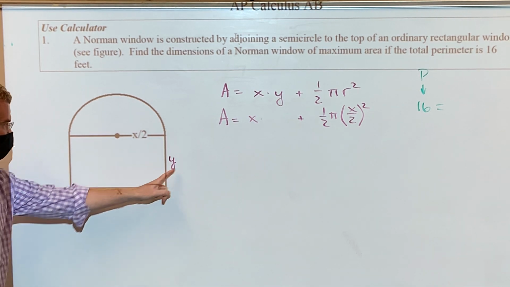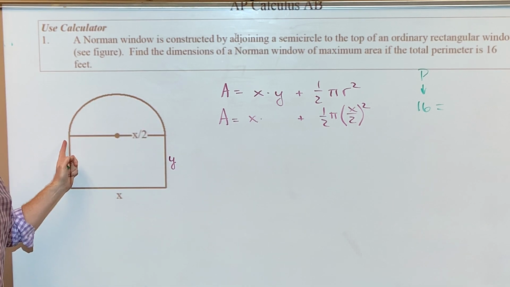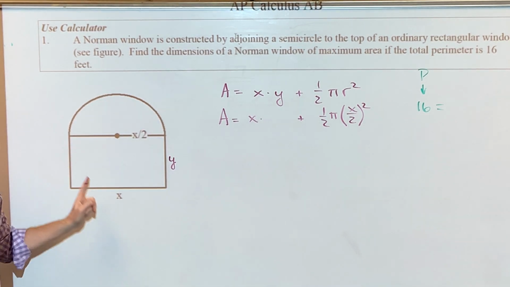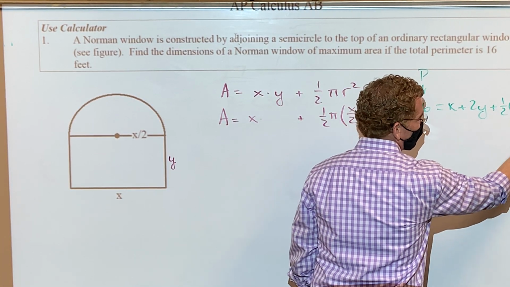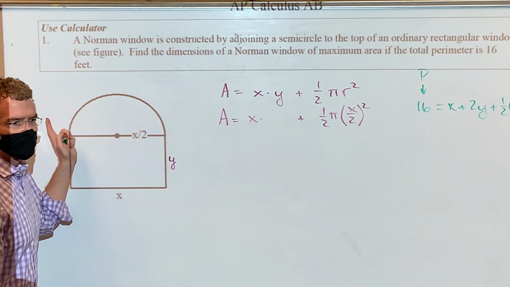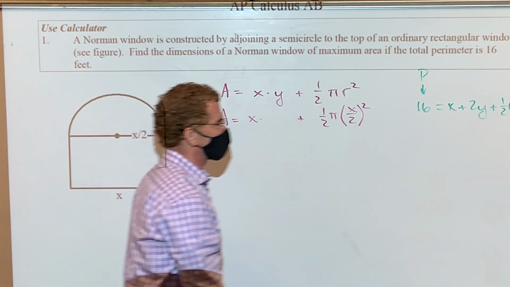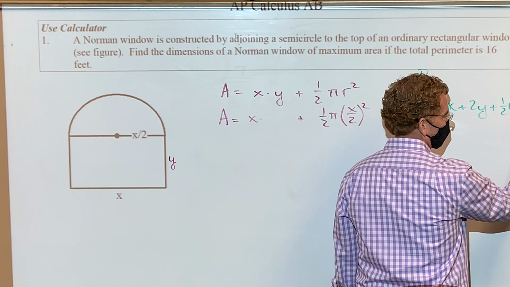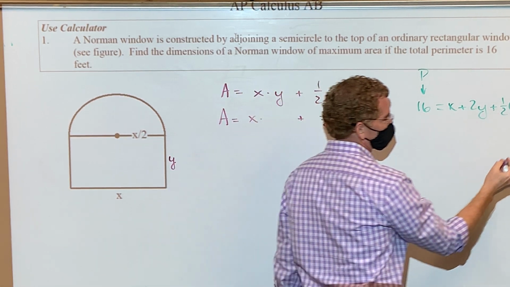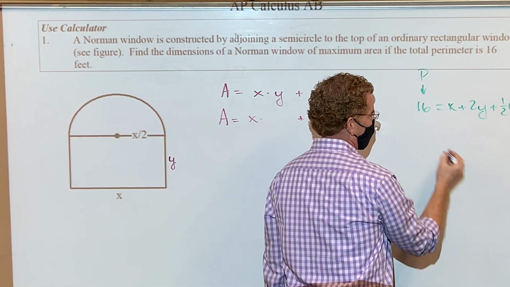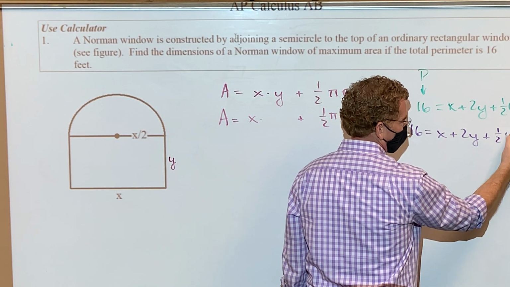x plus 2y plus what? Half the 2 pi r. So I'm going to go x, perimeter is x, plus twice the y, plus half the circumference, and the circumference would be 2 pi r. So 2 pi x over 2, right? 2 pi x over 2. Y'all with me on that? Okay, so I can cancel a couple of those 2's out. I'm going to cancel that one and that one. And that leaves me 16 equals x plus 2y plus 1/2 pi x.